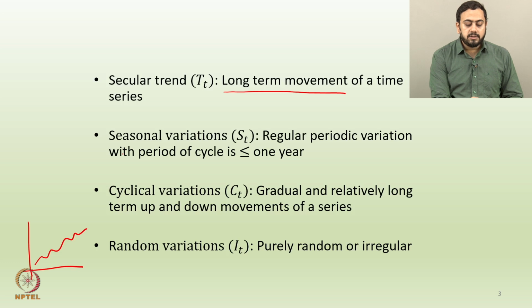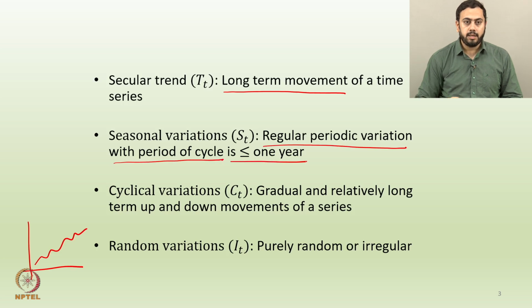Now, how about the second one? Seasonality. The seasonal variation, or the S_t component, is described as a regular periodic variation where the period of the cycle is less than or equal to 1 year. Just to repeat this one more time, the seasonal component denoted by S_t is any regular periodic variation where the period of the cycle should be less than or equal to 1 year. Now, if you take the most common example, let us say temperature data.